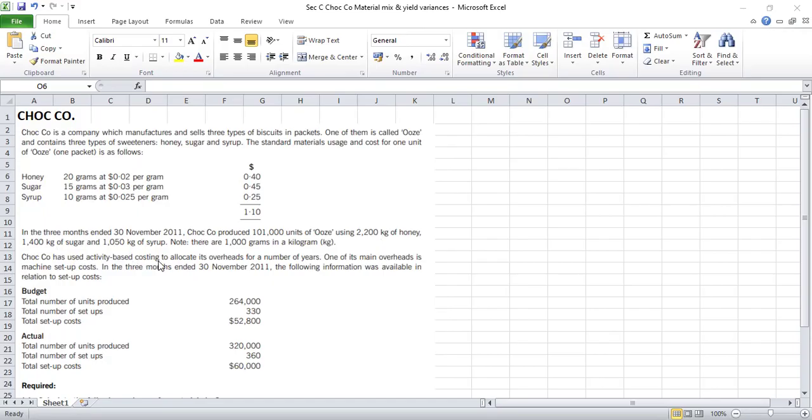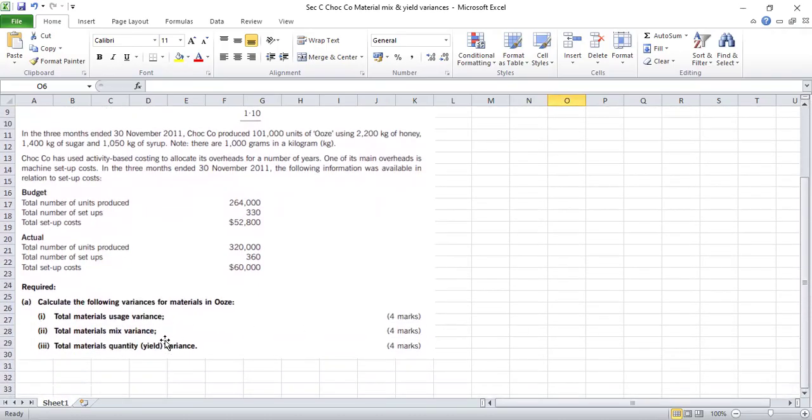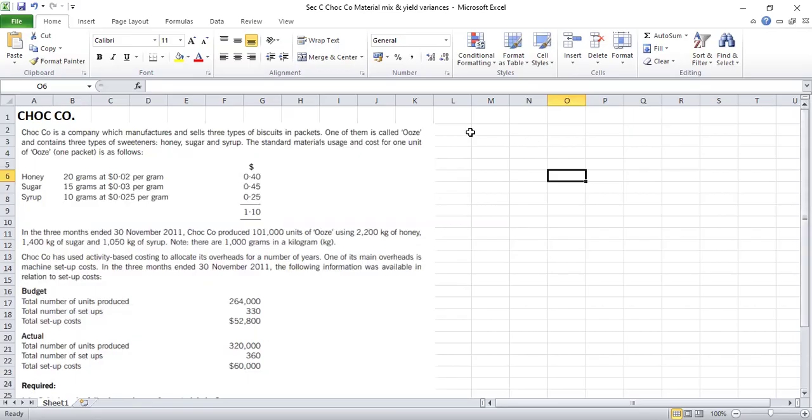Choc Company has used activity-based costing to allocate its overheads for a number of years. One of the main overheads is machine setup cost in the 3 month period ended 30th of November 2011. The following information was available in relation to setup cost. We are not focusing on the activity-based costing. We are just focusing on these three variances, which are called material usage, mix, and quantity variances. So our focus is to solve these variances. First of all, we will solve material usage variance.